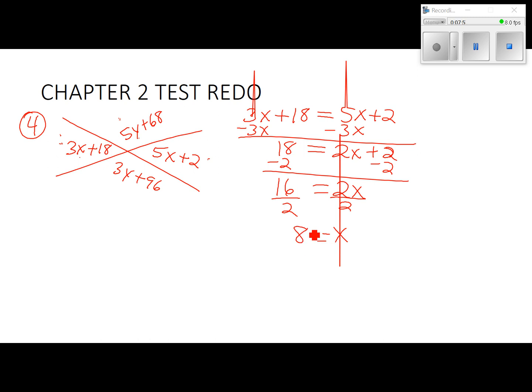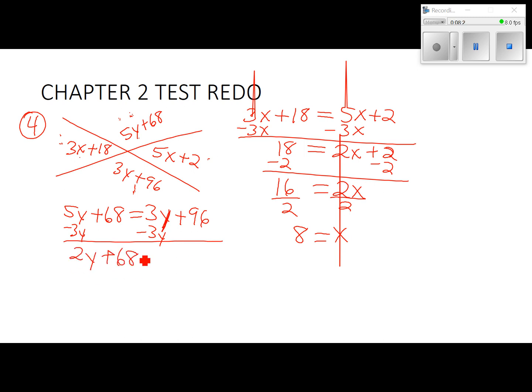Then we could do the same thing for the y's. This angle and this angle are vertical angles, so they have to be congruent to each other. So 5y plus 68 has to equal 3y plus 96. We'll subtract 3y on both sides. You end up with 2y plus 68 equals 96.